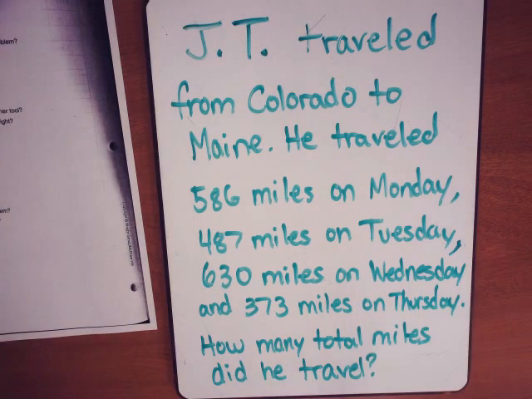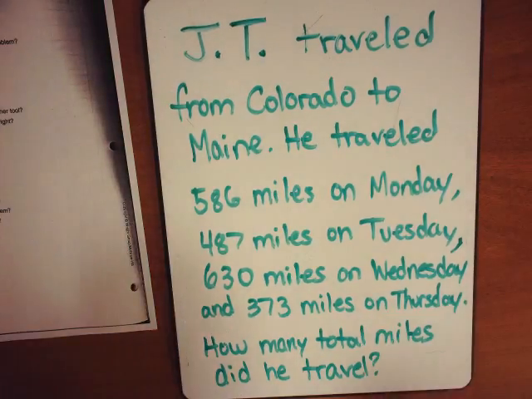So when I read, I look, understands the problem. So I'm going to go ahead and read the problem, asking myself, what is it asking me? What is happening, right? It's because a number story is a story. There's a character in the story, there's action in the story, and we need to understand what's going on. So we got JT traveled from Colorado to Maine. He traveled 586 miles on Monday, 487 miles on Tuesday, 630 miles on Wednesday, and 373 miles on Thursday. How many total miles did he travel?